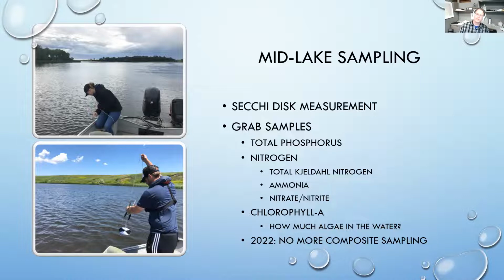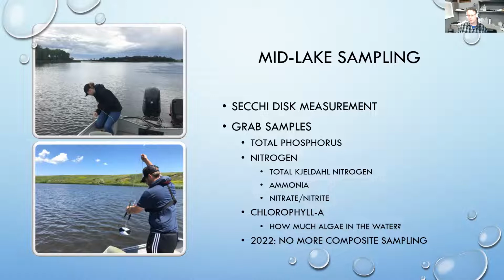We also collect samples out in the middle of the lake. And what we're really focusing on with these samples are nutrients and algae, how much algae. Algae needs nutrients to grow and thrive and produce those high numbers that make it concerning. So out in the middle of the lake, we sample for total phosphorus. And this all comes from the nutrients.